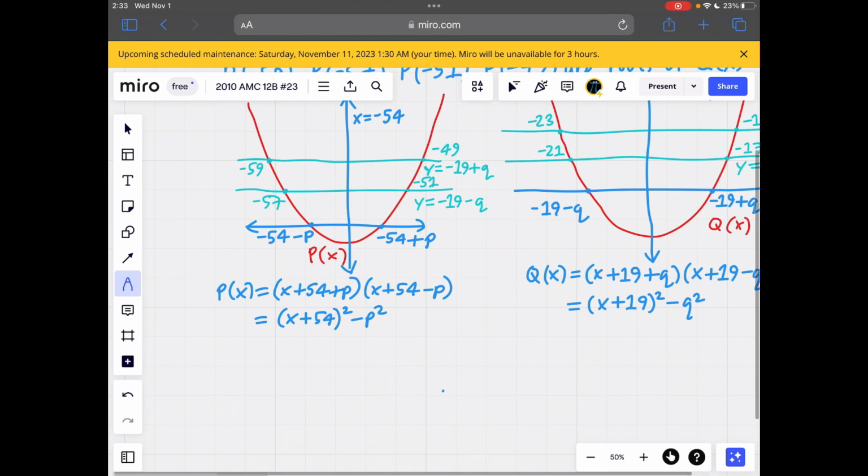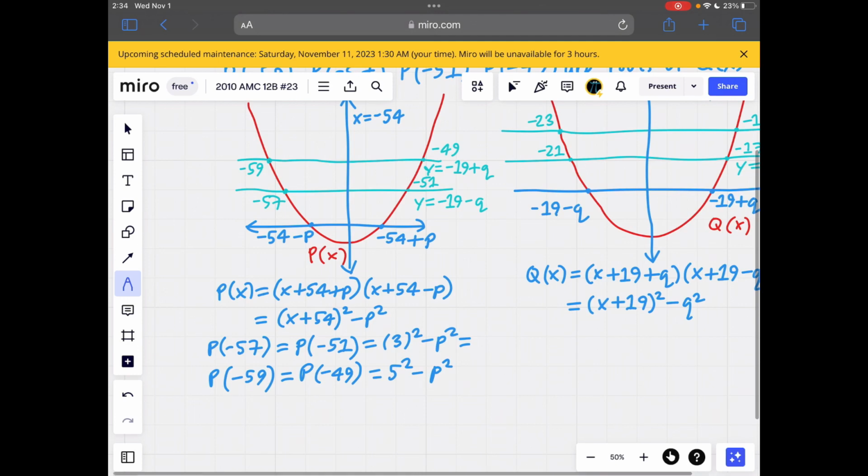So if we plug either minus 57 or minus 51 into the equation of P of x, we'll get that P of minus 57 equals P of minus 51 is equal to minus 51 plus 54 squared, which is 3 squared. P of minus 57 would be negative 3 squared, but that's the same thing as 3 squared. They're both equal to 9 minus p squared. And similarly, P of minus 59 equals P of minus 49 equals 5 squared minus p squared.